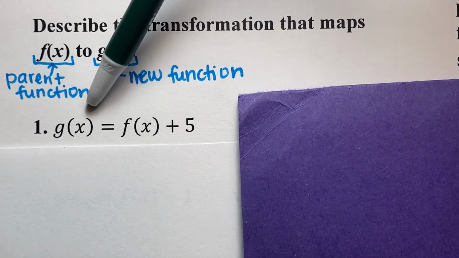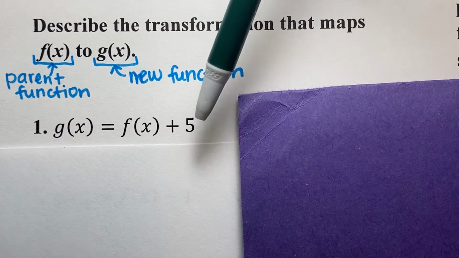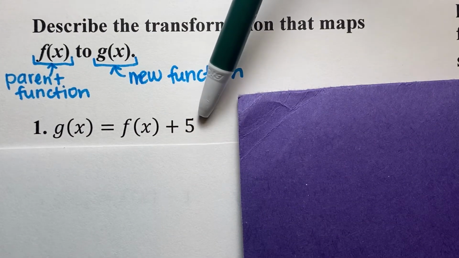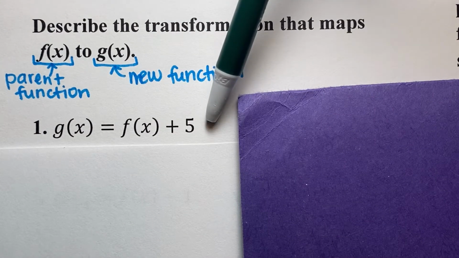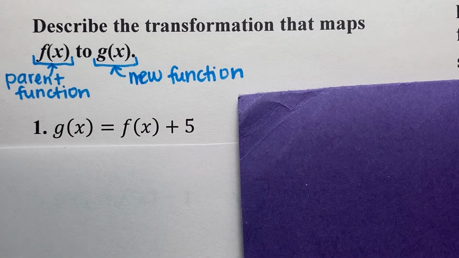Here, the description is giving us g(x) = f(x) + 5. So you want to recognize, where is my plus 5? Is it on the inside or the outside? If you notice that it's on the outside, you want to go back and look at your rules. If it's on the outside, it's moving up or down.